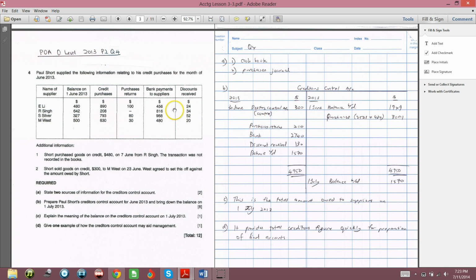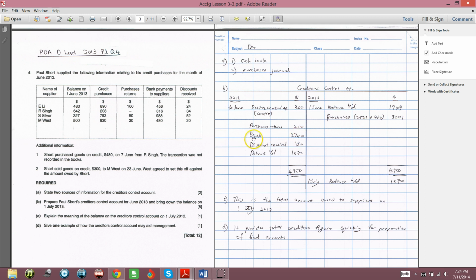Okay, so then this one, bank payment to supplier. So this one means I pay the supplier. Okay, I pay the creditors. So if you add up all these, you will get 2740. So you can use your calculator now to try. Plus 988 plus 480. So all this adds up to 2740.